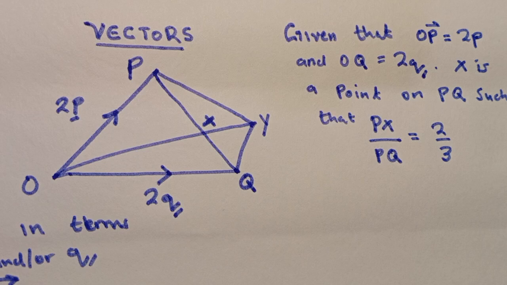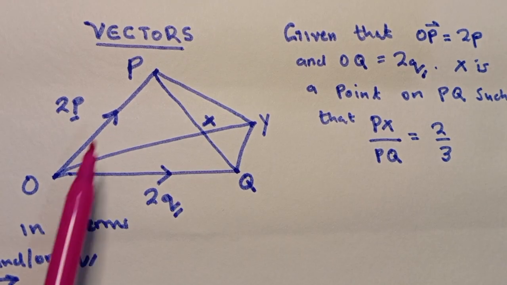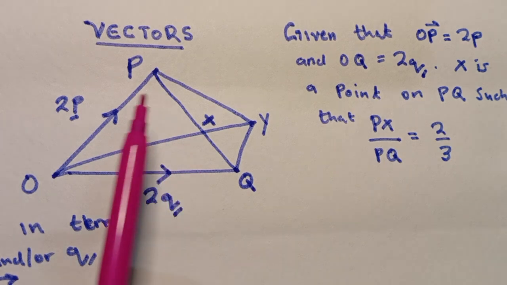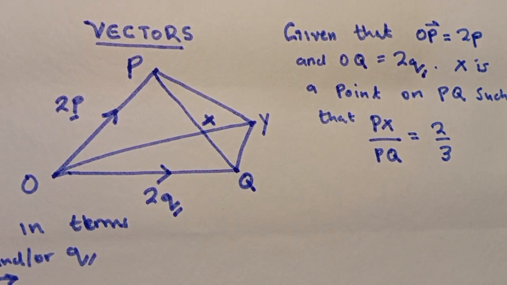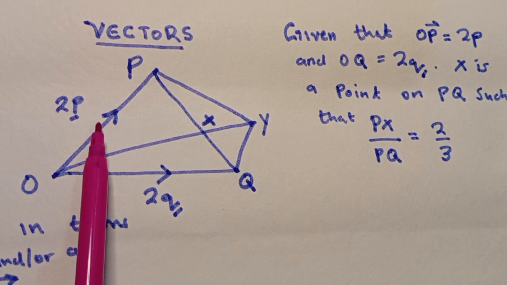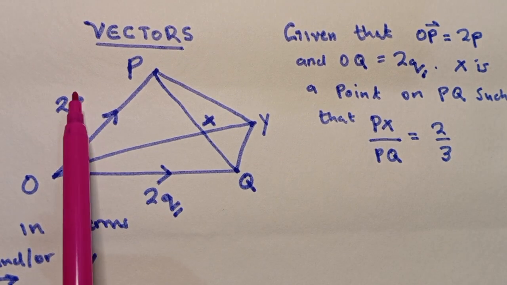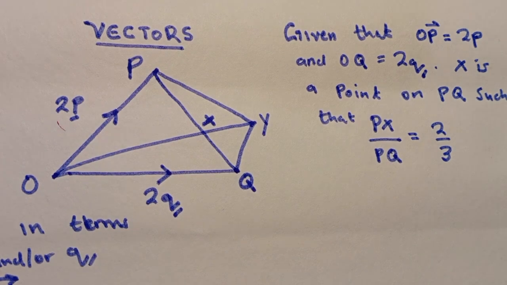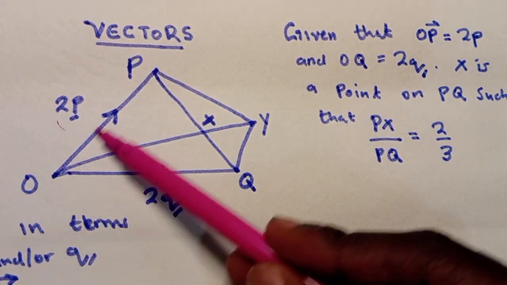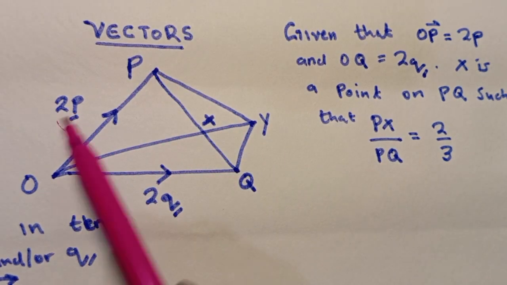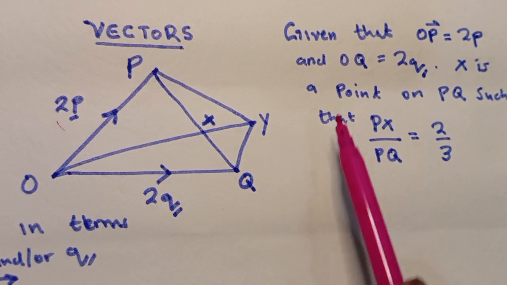You have a number of vectors here and they're connected to each other and they end up making a quadrilateral shape, because it has four sides. You're given some directions here, like we said in our previous video, a vector should have a direction. This is the magnitude of a vector, and then you can see the direction there. OP going this direction is 2 vector P, and OQ going this direction is 2Q. This is what the question is saying.